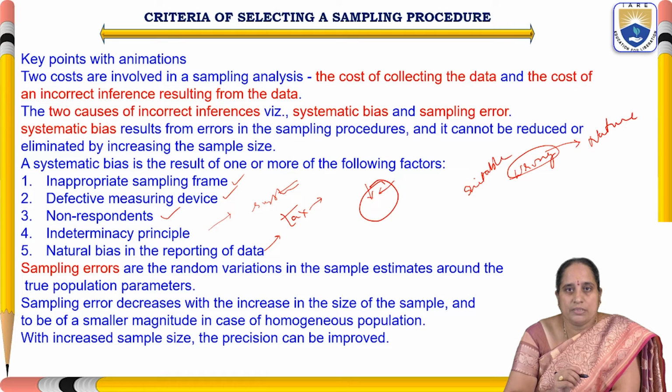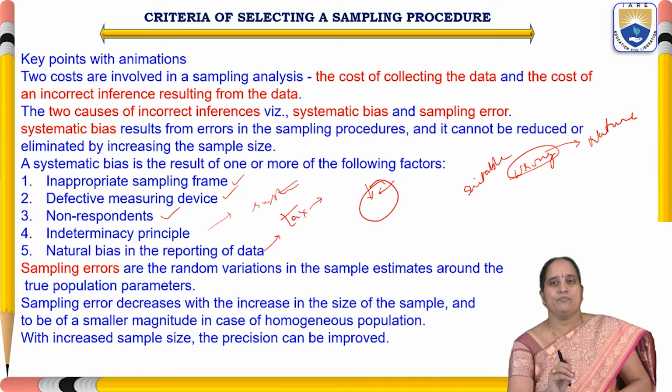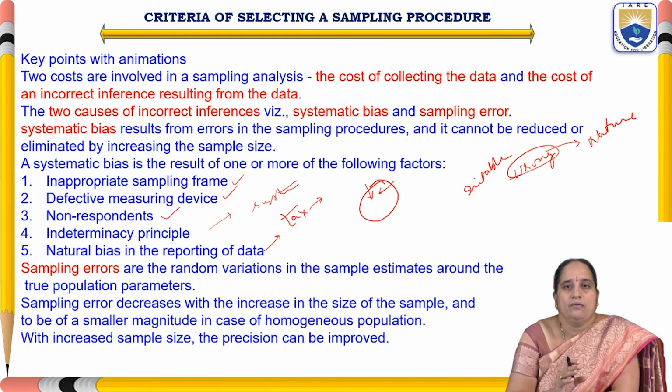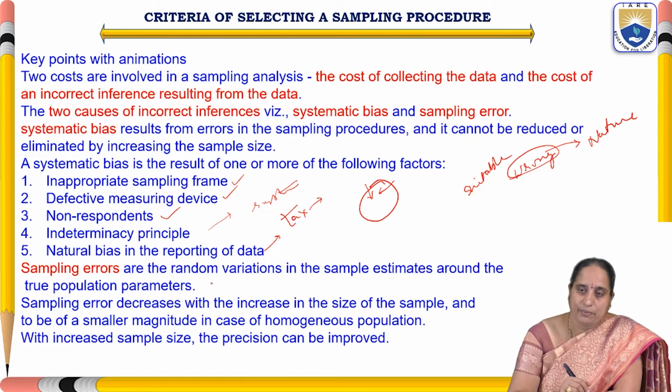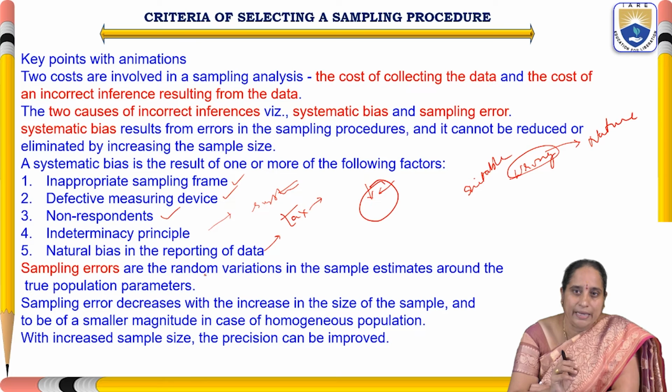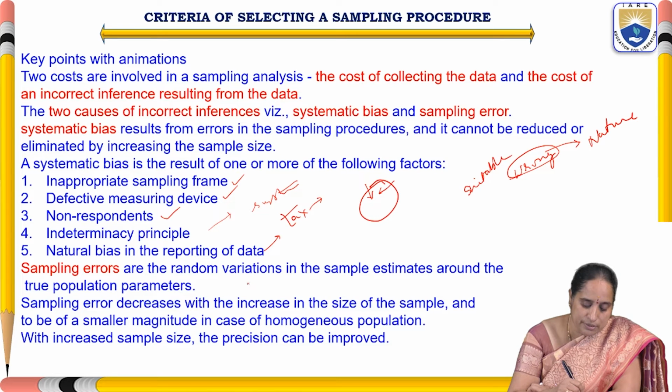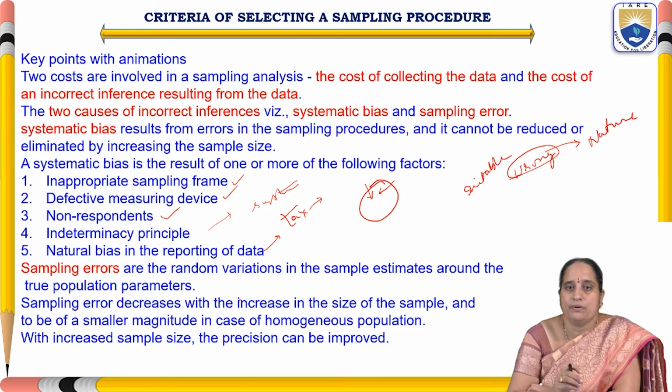Then coming to the second one, another reason for incorrect inferences is sampling error. Sampling errors mean random variations in the sample around the true population parameters. This sampling error decreases with the increase in the size of the sample. How can we get accuracy or precision levels? Just by increasing the size of the sample. Up to a certain extent, we can reduce the sampling error.